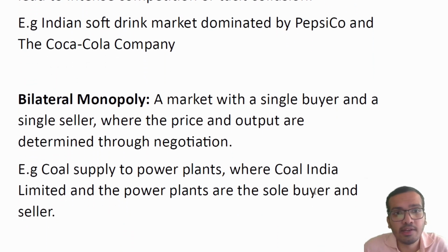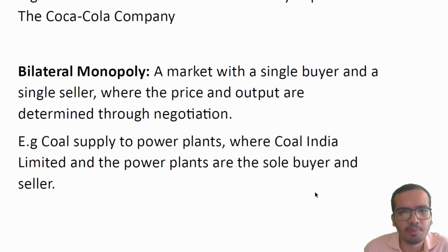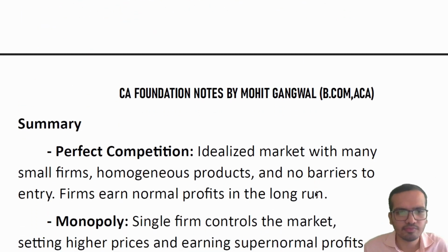Then comes bilateral monopoly. As its name says, it's bilateral, but it's a monopoly. That is a market with a single buyer and a single seller, where the price and output are determined through negotiation. So they mutually decide the price and supply. An example could be coal supplied to power plants, where Coal India Limited and the power plants are the sole seller and buyer. So one is the only buyer and there is a single seller.